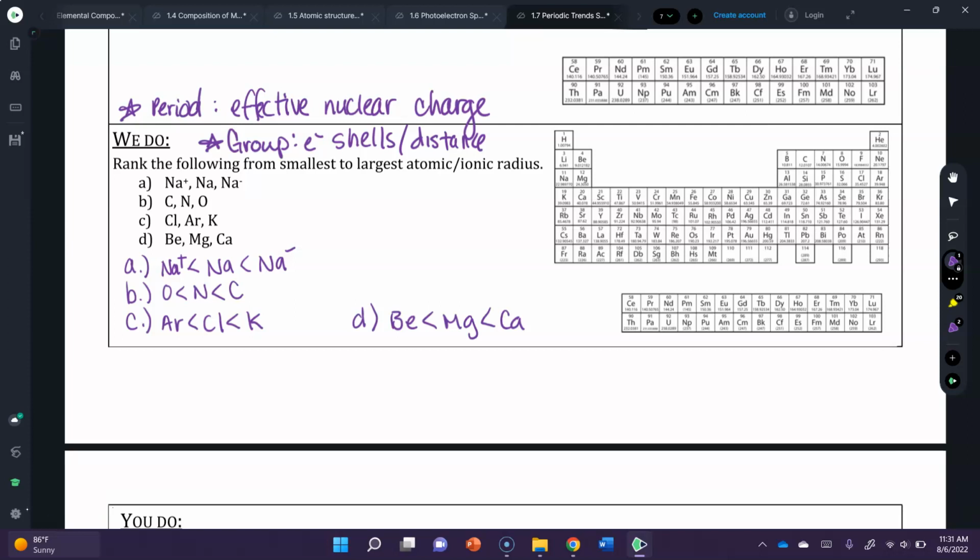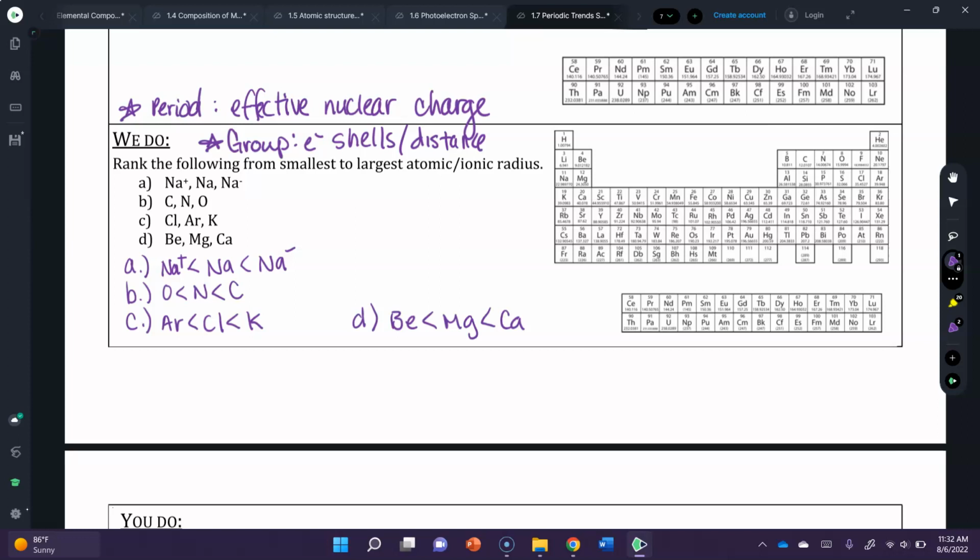Okay, so for C, those are all in the same period, so we're going to look at the effective nuclear charge. Argon has the highest effective nuclear charge, so it will be the smallest because its electrons are pulled in the tightest. Chlorine would be next because it's got an effective nuclear charge of 7 versus argon's 8, so not pulled quite as tight, versus potassium, which has an effective nuclear charge.